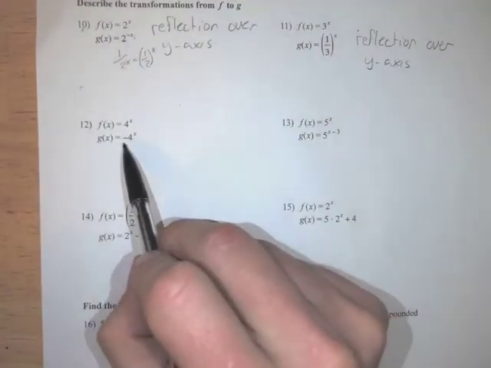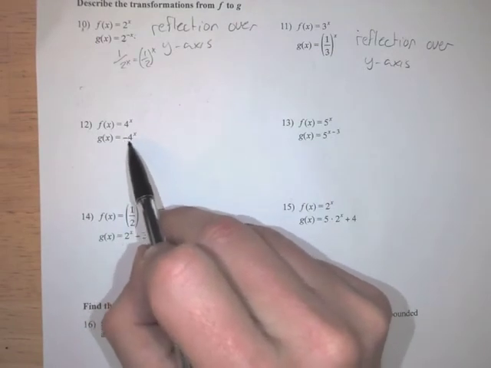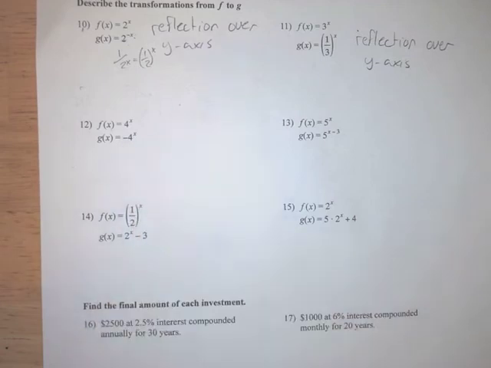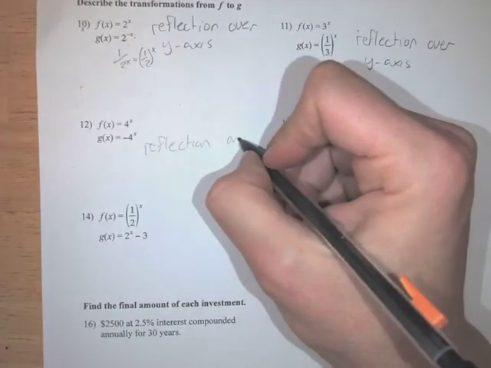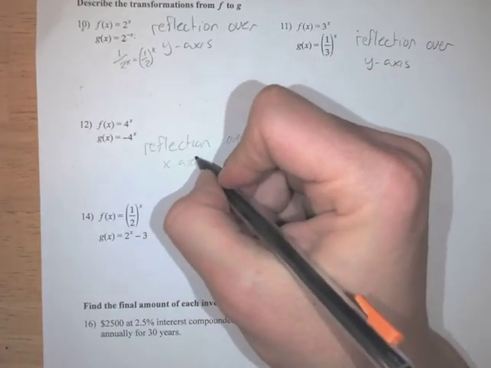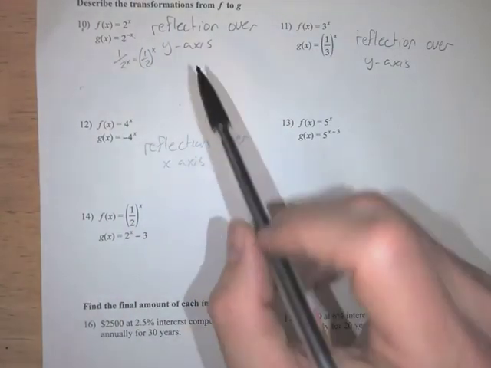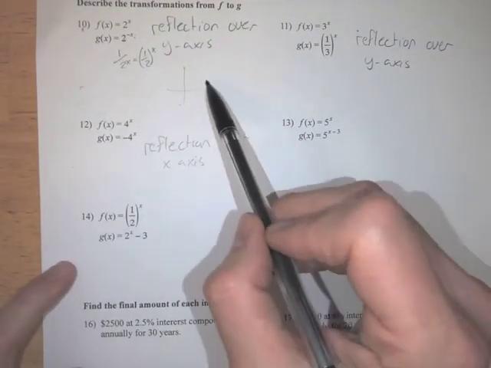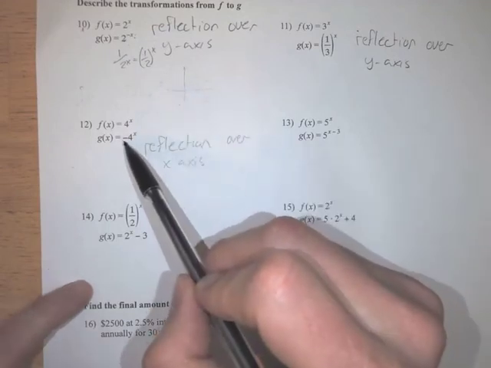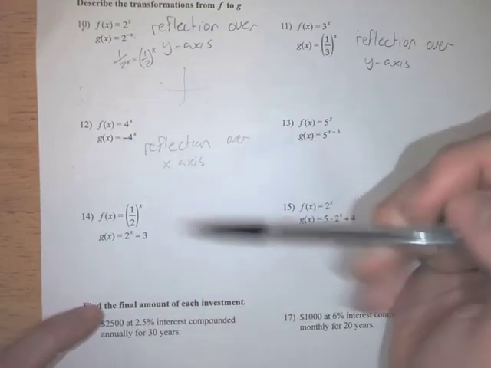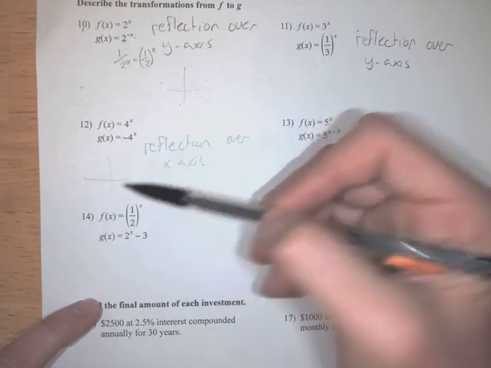Okay, now this time, number 12, the negative's on the outside. So if the negative's on the outside, that happens kind of at the end, right? It's like 4 to the x, and then make it negative at the very, very end. This is going to be a reflection over the x-axis. When things happen on the inside, they affect the graph horizontally, or left to right. And to do a horizontal reflection, it's going to have to go over the y-axis. When you put things on the outside, then it's going to affect the graph vertically. So in this case, it's going to reflect it over the x-axis because a vertical reflection goes this way.